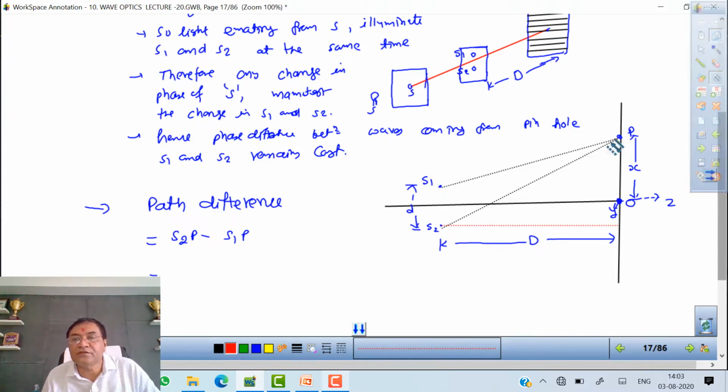So S2P is the hypotenuse of this triangle. You can see that it is nothing but D square plus this distance squared. And what is this distance? Here, this is D by 2, so D by 2 plus X, D by 2 plus X square.